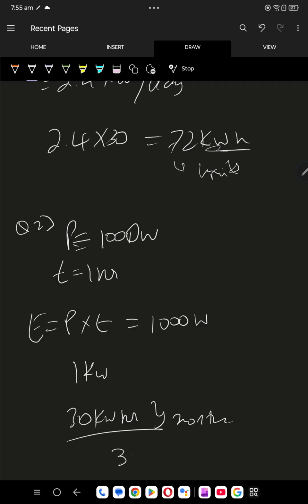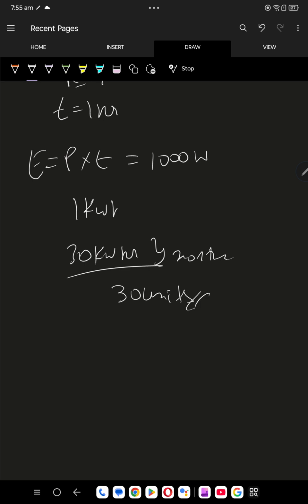That is known as 30 units, because 1 kilowatt hour is equal to 1 unit. Here also I have to write the hour, and here also watt hours I have to write. Why? Because I am telling energy. This is in watts, this is in watt hours. This is going to be 1 kilowatt hour. Okay, let's go to the next question.